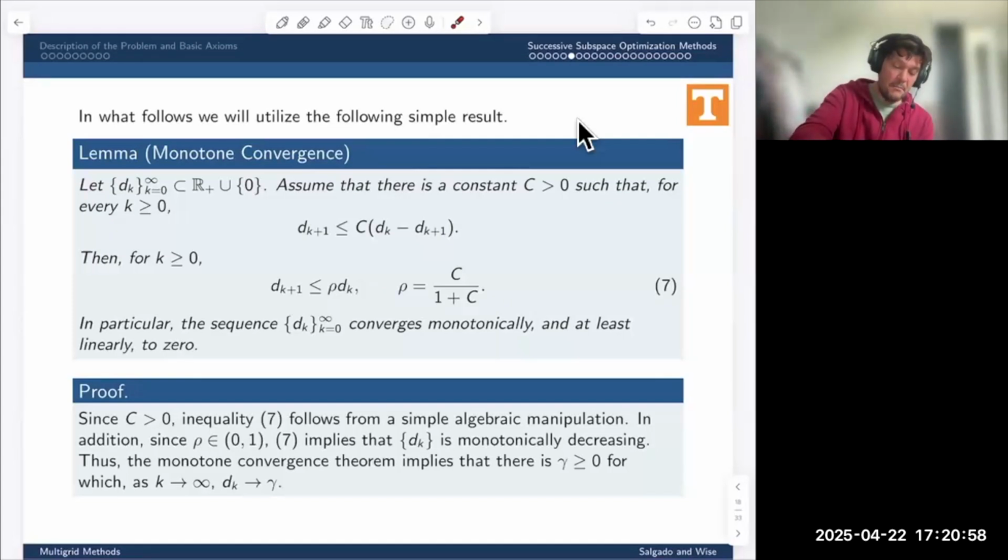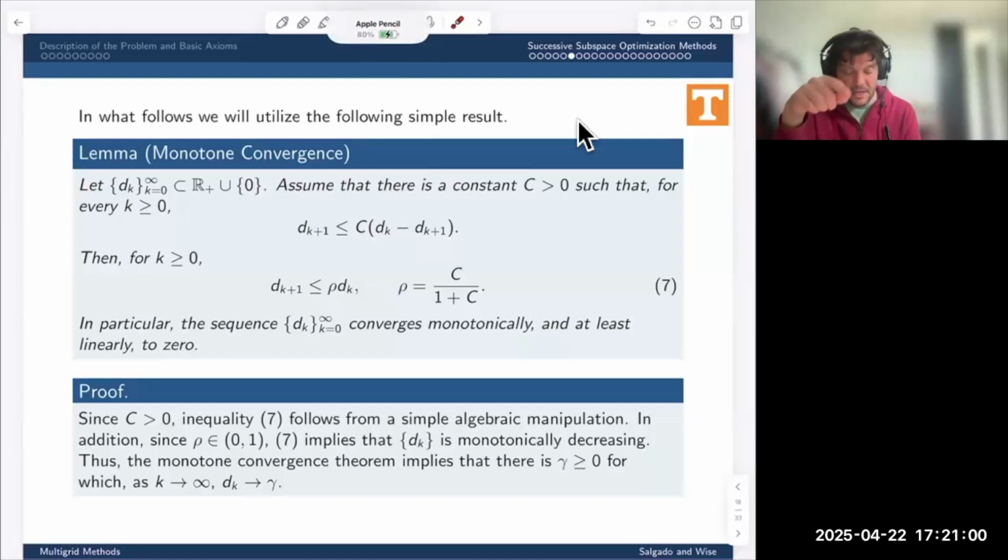But again, I want to remind you that we won't have class on Thursday. Thursday is our honors day. No class on Thursday. So the next time we'll meet is on Tuesday, where we'll pick up with this monotone convergence result. So that's where I'll stop, and I'll take any questions you guys have.